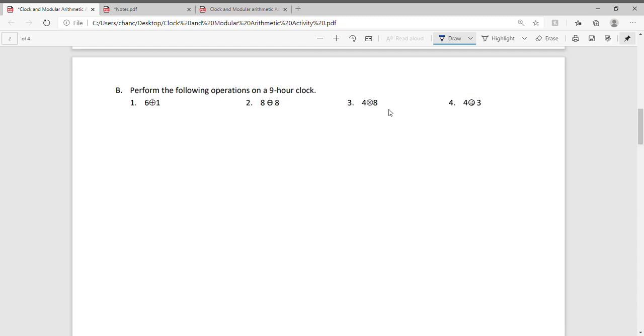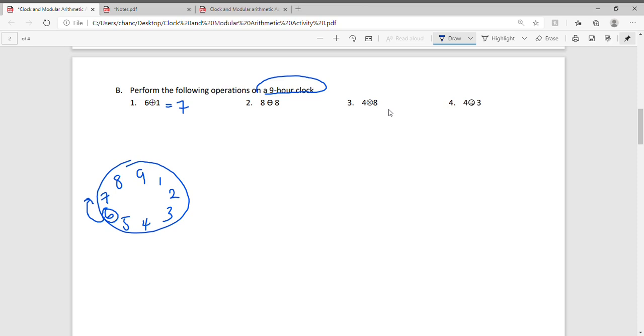Part B, let's perform the operations on a 9-hour clock. So let's consider our 9-hour clock. 9 would be at the top, and we'll count 1, 2, 3, 4, 5, 6, 7, 8 in a clockwise fashion. What's 6 plus 1? Well, we'll start at the 6, and we'll go clockwise, and we have 6 plus 1 is equal to 7.